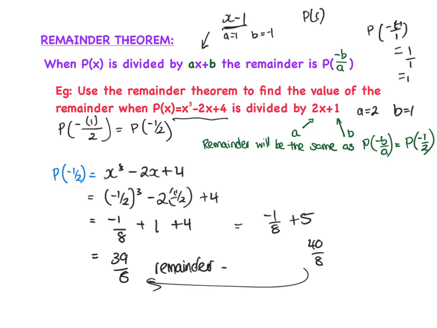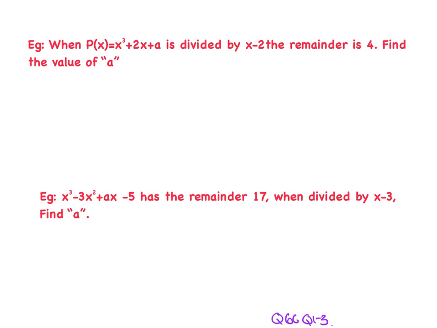Still that. Okay, good. Okay, when p of x is divided by x minus 2, the remainder is 4. Find the value of a.